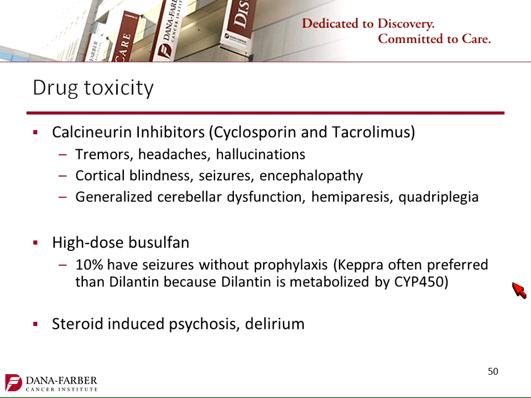Specific drugs that we use in transplant that can cause neurotoxicity are the calcineurin inhibitors, cyclosporine and tacrolimus. They can cause tremors, headaches, and hallucination, often related to dose level, but can happen at any level. Cortical blindness, seizures, encephalopathy, generalized cerebellar dysfunction, and can even progress to quadriplegia. High-dose busulfan has a 10% risk of seizures without prophylaxis.